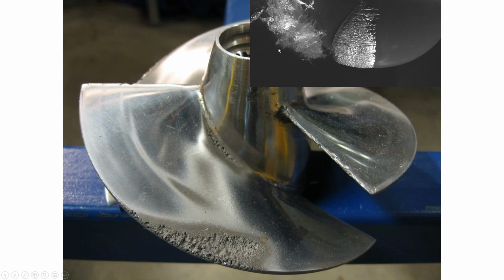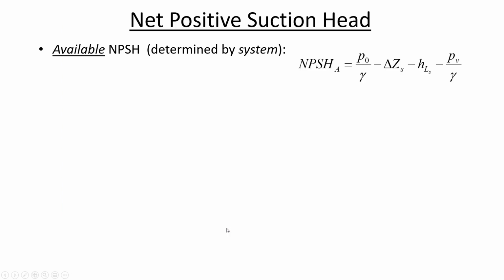Here is a picture that shows some pitting on the surface of an impeller that was caused by cavitation. And so it's not rust so much as it is kind of a scour effect, or a tiny explosion in the water that's chipping away at the metal.